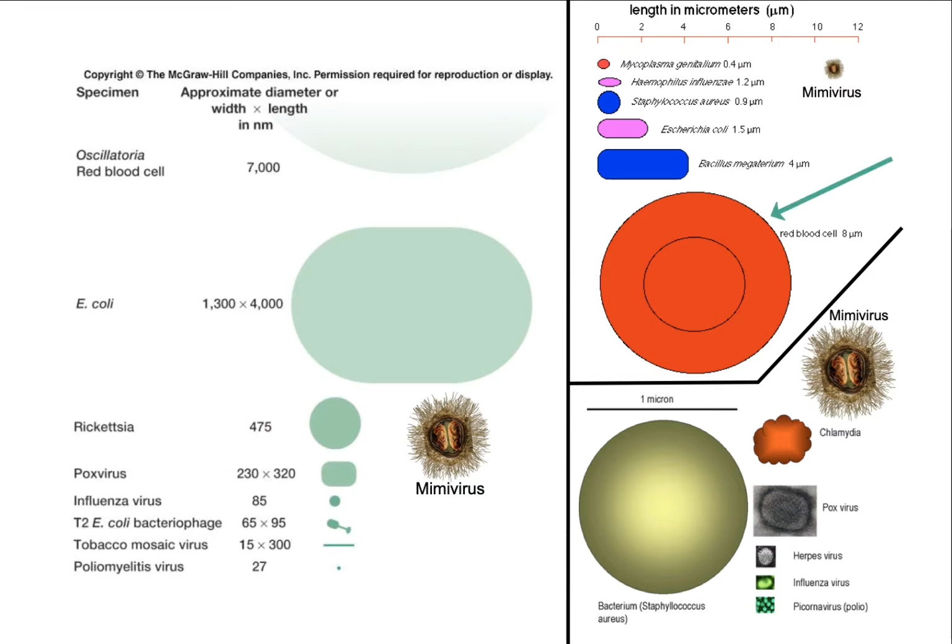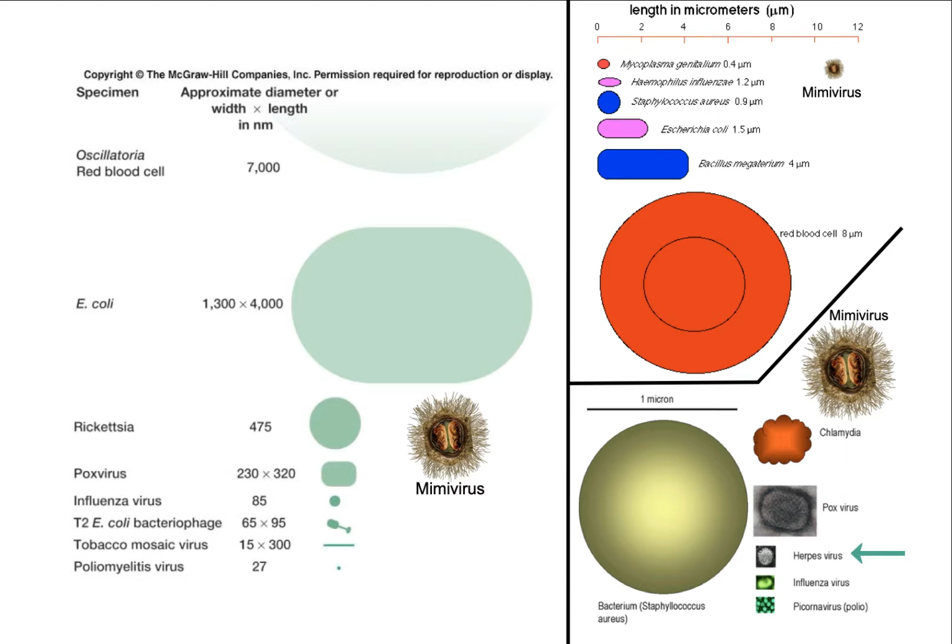The cells on the upper right are in a different scale, and so you can see there's the human red blood cell, Bacillus cell, an E. coli, Staphylococcus, and then you get down into Haemophilus influenzae and Mycoplasma, which are parasites, and so they start getting smaller and smaller, and again, there's the virus. On the lower right, at a different scale also, there's a bacterium compared to the virus, Chlamydia, which is an obligate parasite bacterium, pox virus, herpes virus, etc.